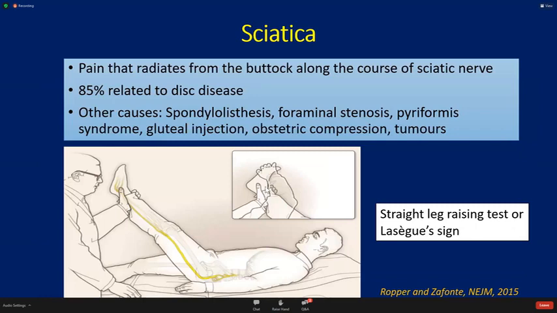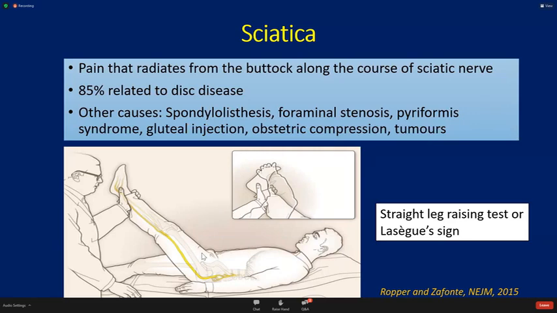So there are certain terms which you need to understand. One is sciatica. This is a very non-specific term. It refers to a pain which starts from the buttock and goes along the course of the sciatic nerve. In about 85% of cases, it is not due to nerve involvement, it is due to lumbar radiculopathy. This is the most common cause, followed by foraminal stenosis, spondylolisthesis, etc. But you can also have it due to the sciatic nerve involvement per se, or when the lumbosacral trunk is affected, as in obstetric compression, tumors, etc.